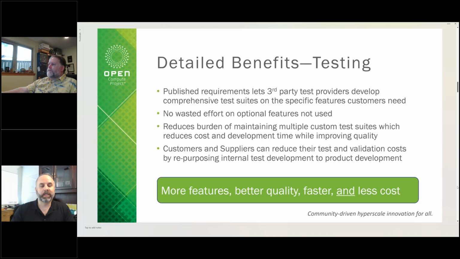So customers and suppliers both now can reduce our own test and validation costs, right? So now we can repurpose some of the internal test development teams over to our product development, which is really what we all want to be doing to begin with, right? We don't want to be testing internally if we don't have to. If we can use third-party tests, that's much better. Again, driving home, right, more features, better quality, faster, and less costs is the goal of all of this.